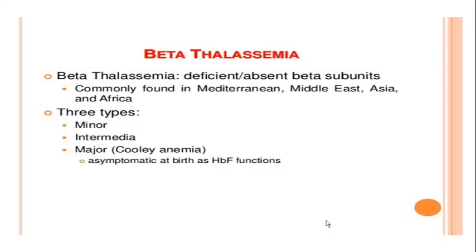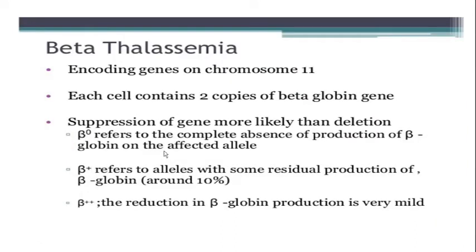So beta thalassemia is basically a deficiency or absence of beta subunits. It's commonly found in the Mediterranean, Middle East, Asia and Africa, and has 3 types: minor, intermediate and Cooley anemia. The gene encoding is on chromosome 11, which contains 2 copies of the beta globin gene. So suppression of the gene is more likely than deletion.